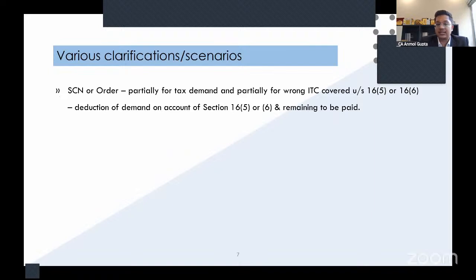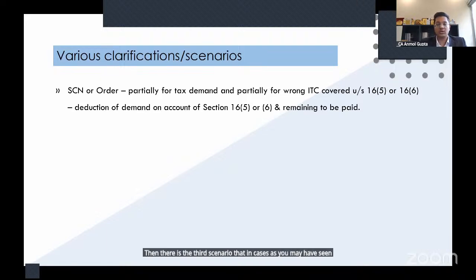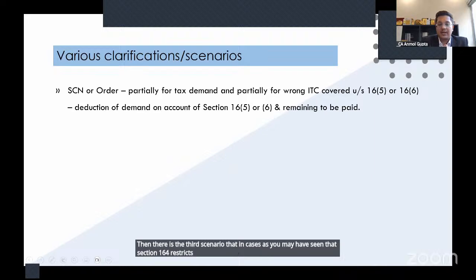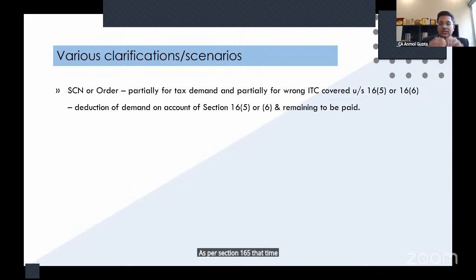Then there is the third scenario. As you may have seen, section 16(4) restricts a timeline by when a recipient can avail the input tax credit of any inward supplies. For 2017-18, 2018-19, 2019-20, 2020-21, that timeline has been extended by virtue of section 16 subsection 5, which is recently introduced from a retrospective date. As per section 16(5), that time limit for the first 4 years has been extended to 30th of November 2021.